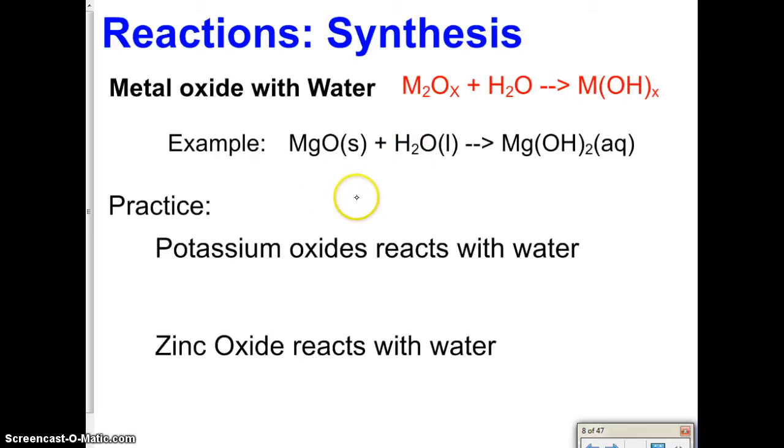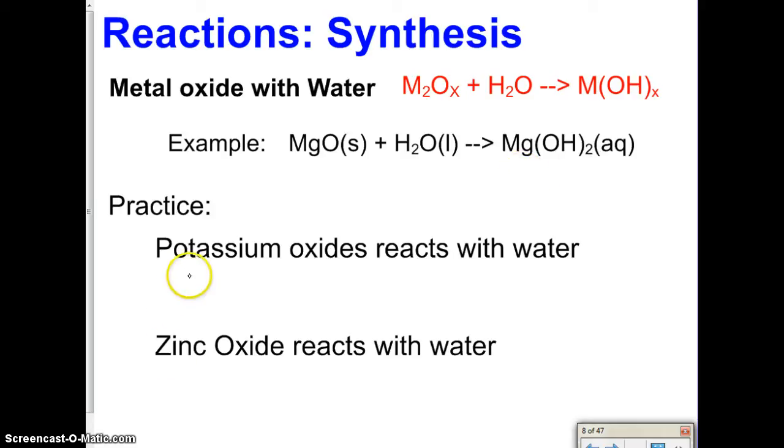So we have to look at this and go, okay, it looks like a double replacement, but the pattern doesn't make sense, so this is something different. When you have a metal oxide and water reacting, they form a metal hydroxide. So it's not double replacement like it looks. It is a synthesis reaction.